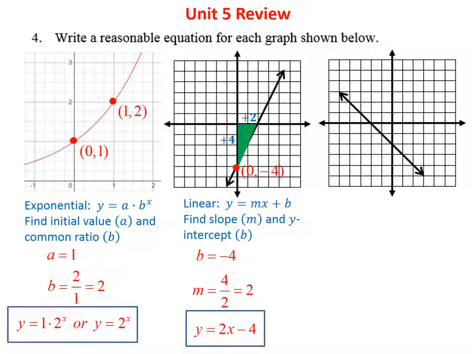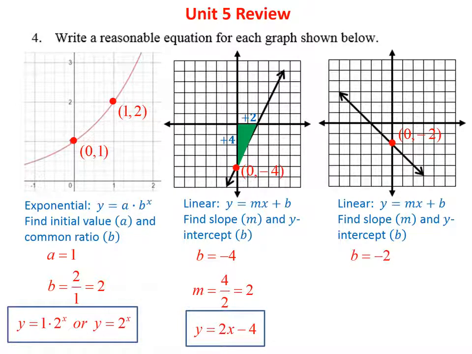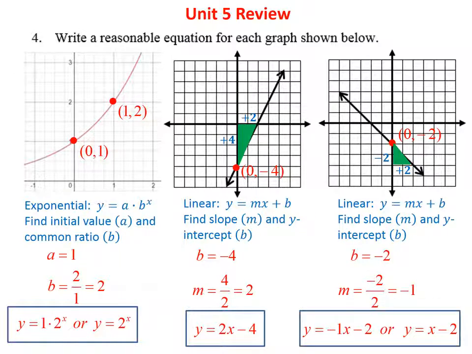Our third equation is also a line, and so we do the same thing. Notice that the y-intercept is (0, -2). That means b equals negative 2. And our slope, let's draw a slope triangle here, goes down 2 and over 2. So the slope is negative 2 over 2, or negative 1. So now we can plug those into our equation and see that y equals -1x minus 2, or we can simplify this to be y equals x minus 2. And that's the reasonable equation for that line.